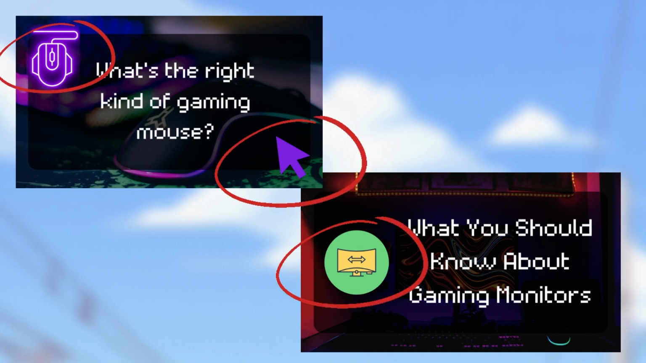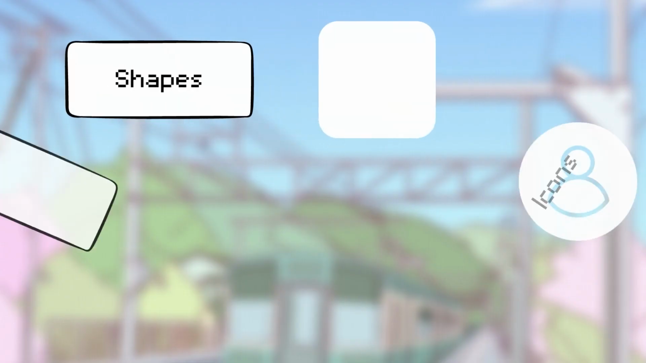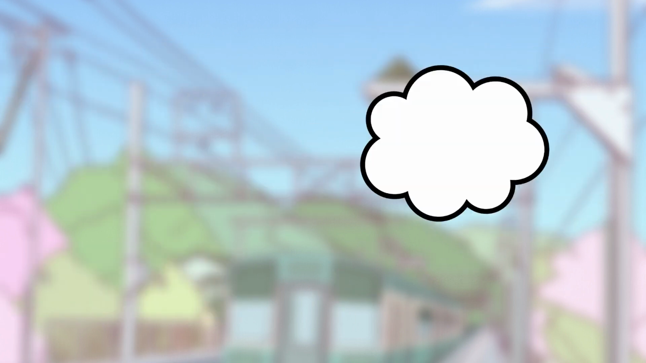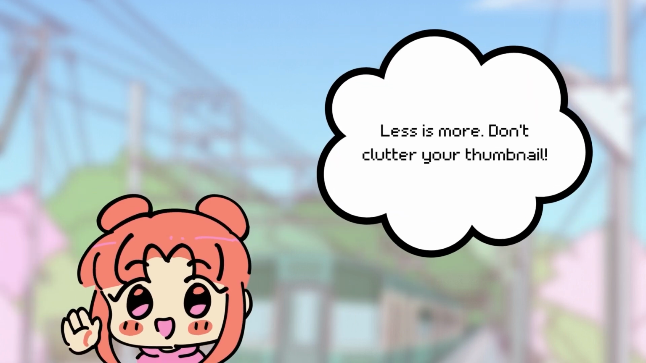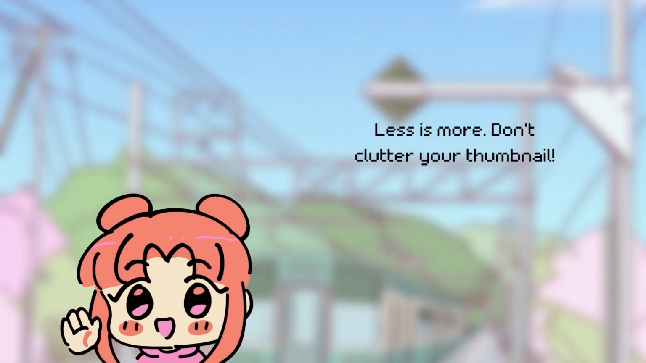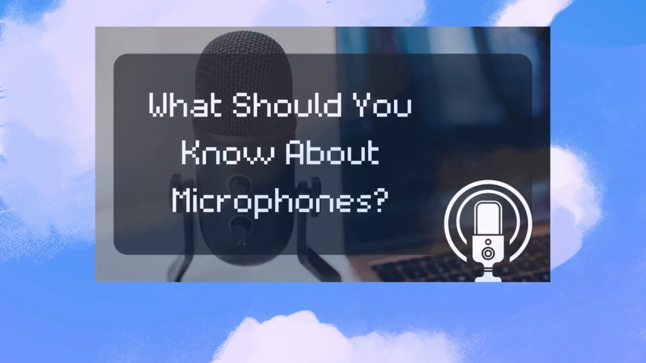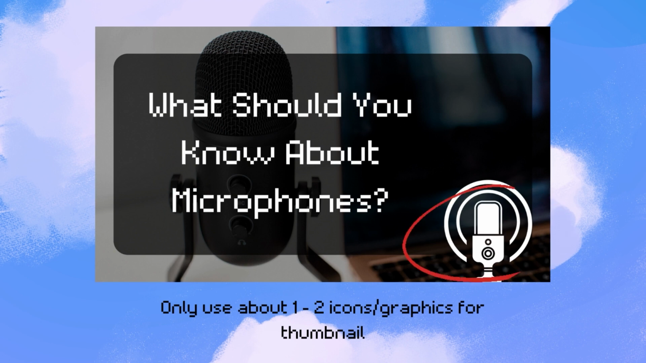Design elements can also help make your thumbnail stand out. You can add shapes, icons, or anything else that suits your style. However, sometimes less is more, and you don't want to clutter your thumbnail with too many design elements. Something I like to do is choose icons or graphics that match the topic of what I'm discussing. For instance, my video from last week focused on streaming microphones, therefore I added some icons to match, but I only usually add about 1 to 2.